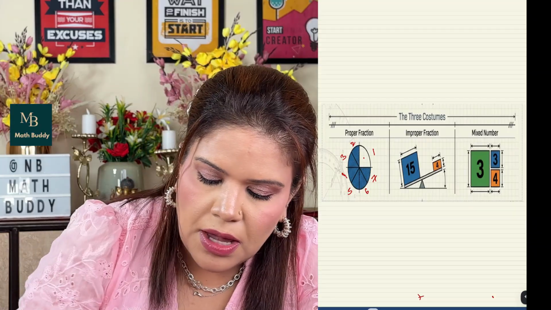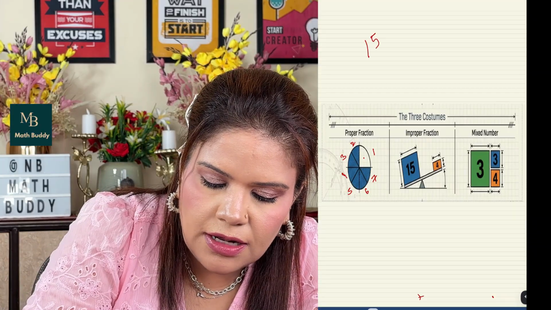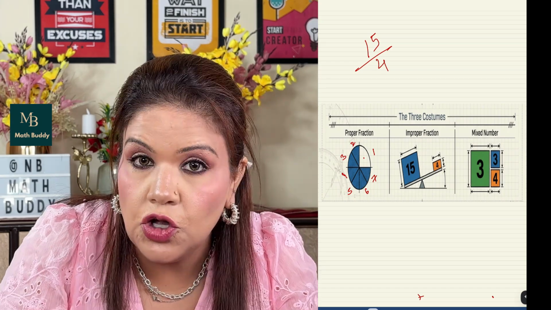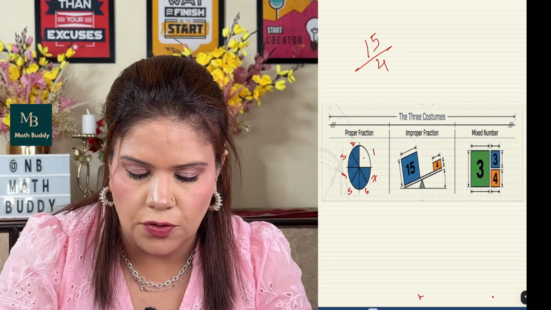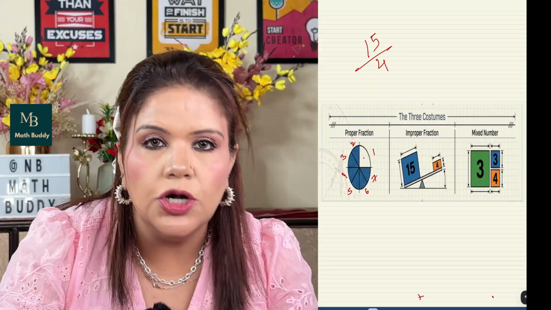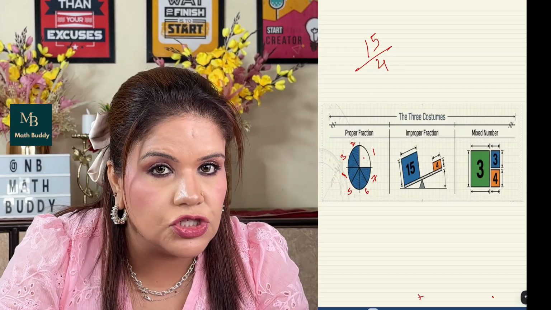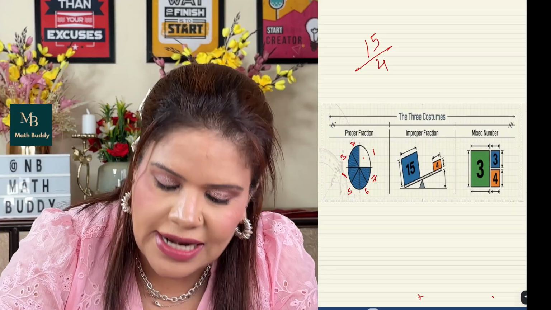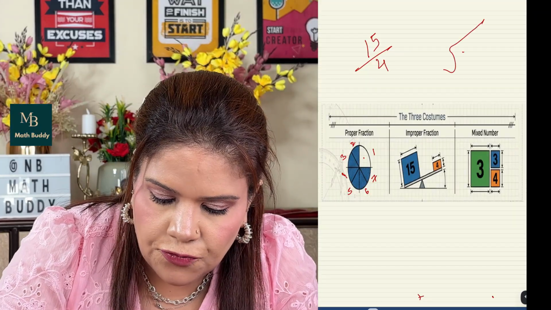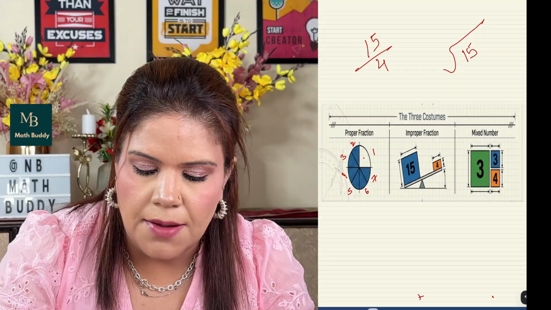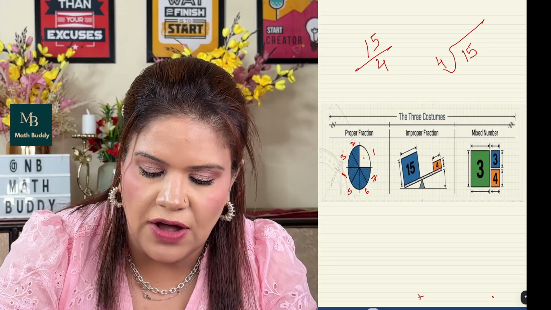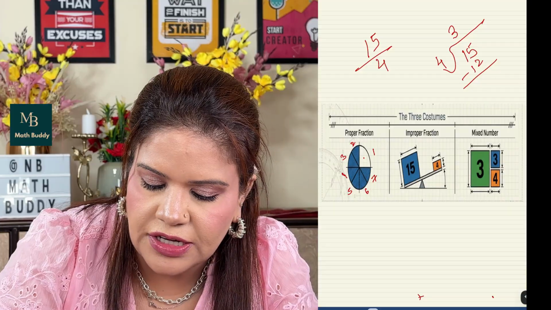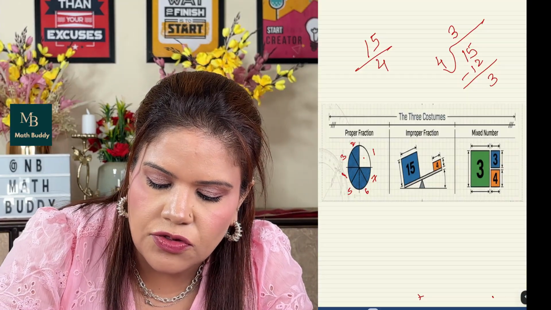Let's find out. There is 15 by 4. 15 is greater than 4. The numerator is greater than the denominator. So I told you it's a division problem which is waiting to be solved. So let's divide. 15 will be my dividend and 4 will be the divisor. 4 into 3 times is 12. Now we are left with 3.